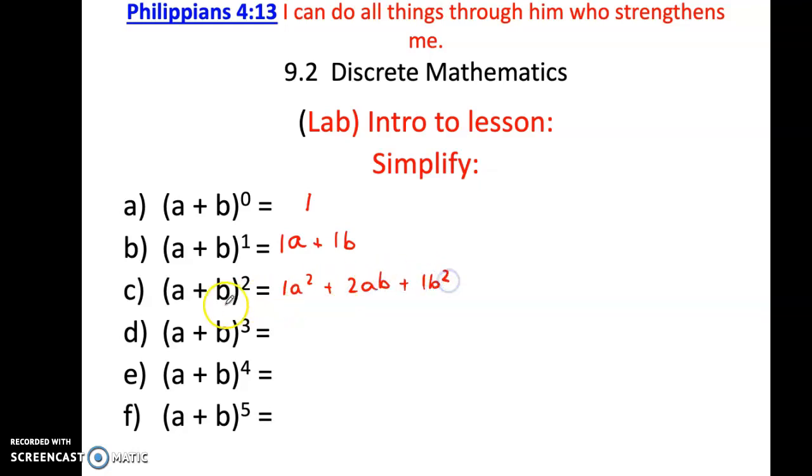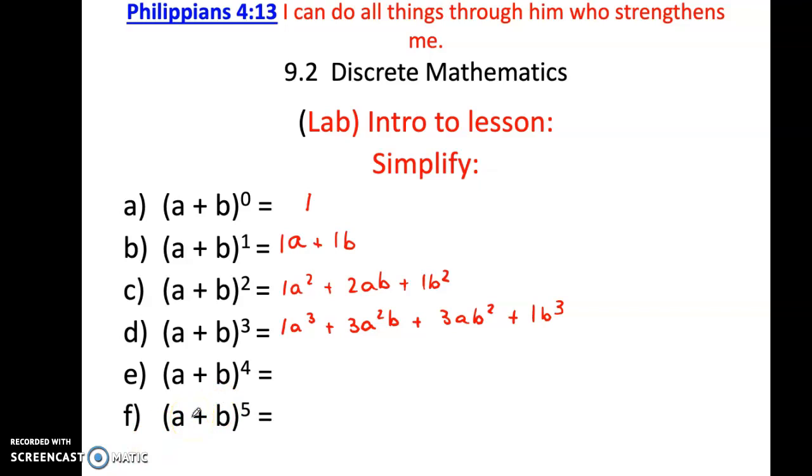so 1a squared plus 2ab plus 1b squared. If we were to multiply this out, it would take a little longer by hand if you didn't know the formula. We're going to get 1a cubed plus 3a squared b plus 3ab squared plus 1b cubed. And if we were to multiply this out, it would take such a long time. I won't even have you guys do it. So how do we get these answers just by not multiplying it out?